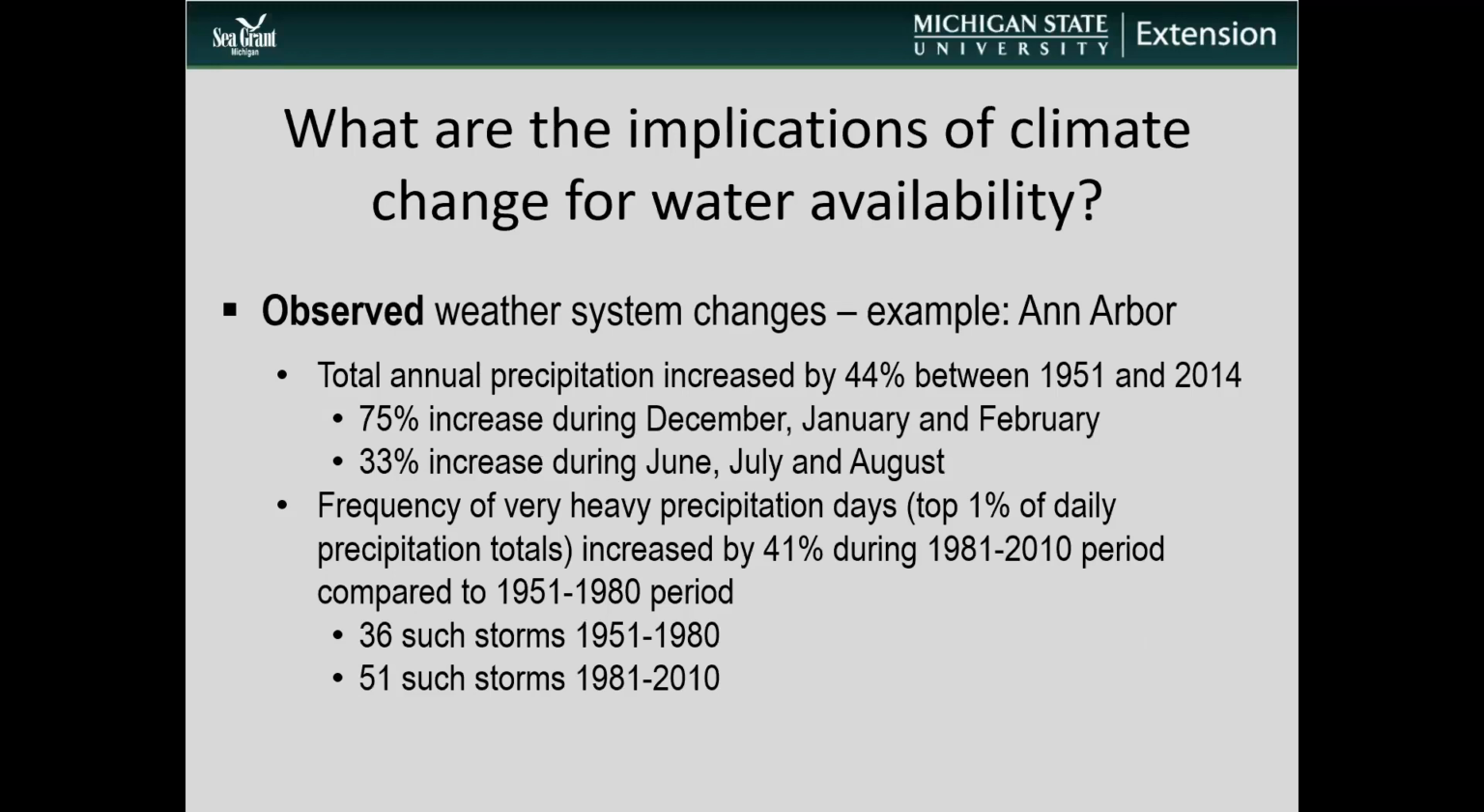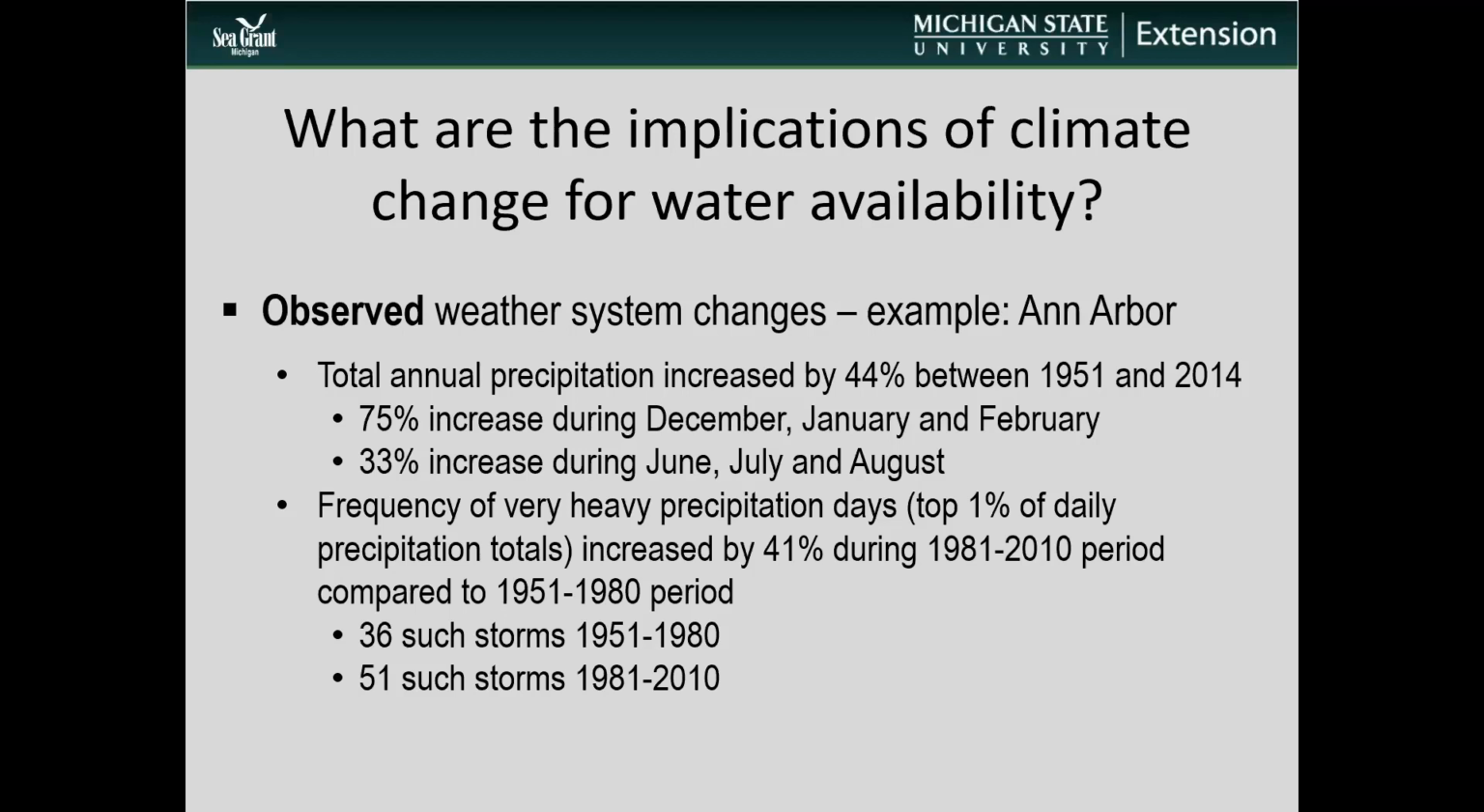There are a number of studies underway or completed where we have actually observed weather system changes. This is one example from Ann Arbor that was reported by NOAA, where we saw significant increases in total precipitation. Look at when that significant increase was: it was during the winter season, and there was also an increased frequency of what we would consider very heavy precipitation days. So you, as a local official tasked with long-range planning, how do we adapt to that? What are we going to do to manage our water resources in a world where we're dealing with these changes in water availability?